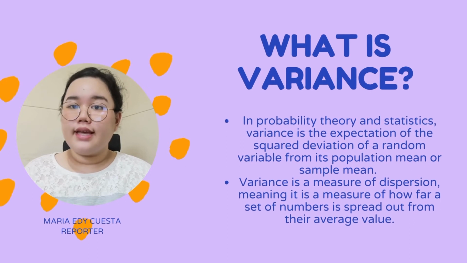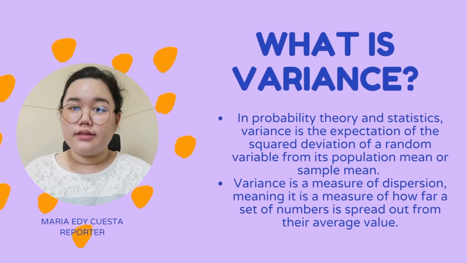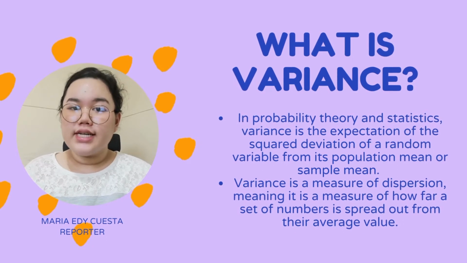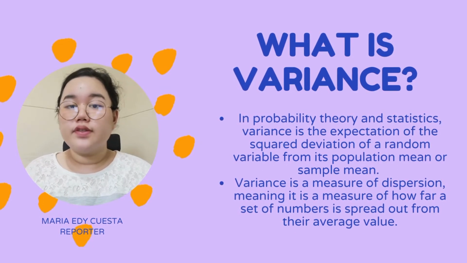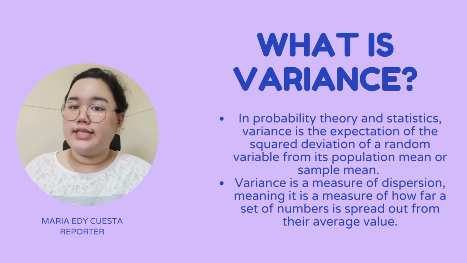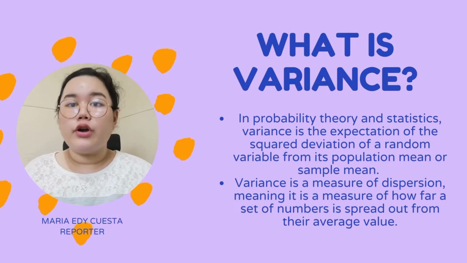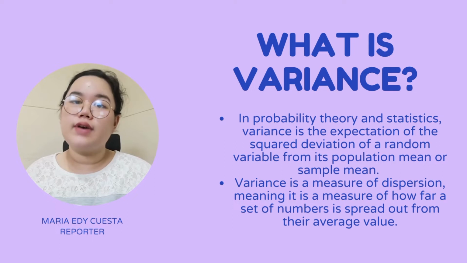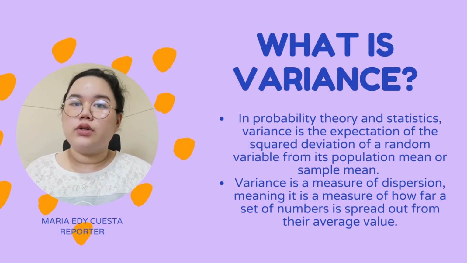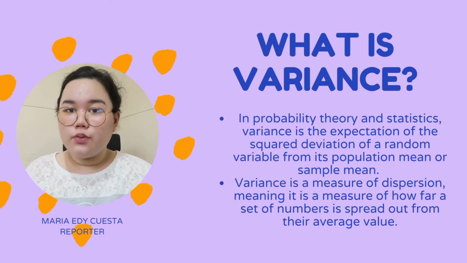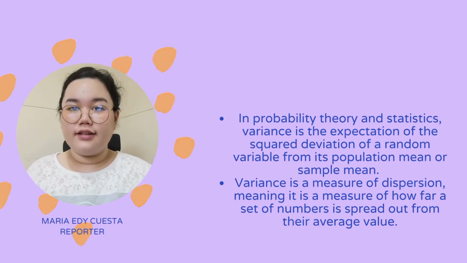But before anything else, what is variance? In probability theory and statistics, variance is the expected squared variation of a random variable from its population mean or sample mean. Variance is a measure of dispersion, or how far a set of numbers deviates from its average value or mean. Now that we know what variance is, let's go through how to get it with the help of Microsoft Excel.